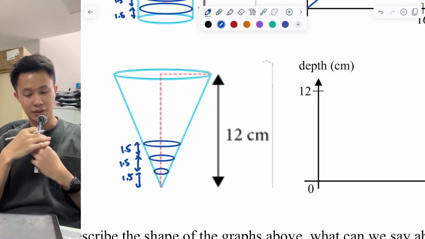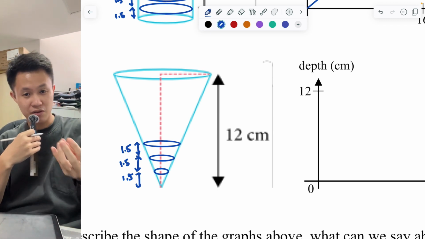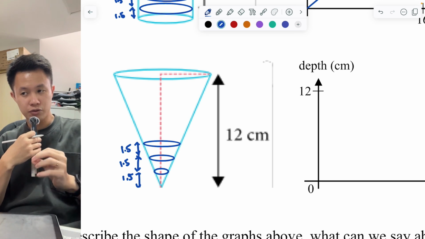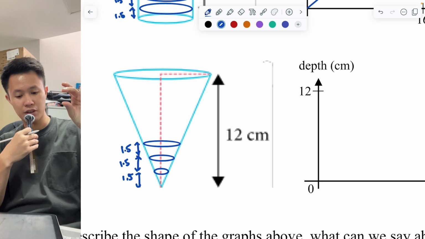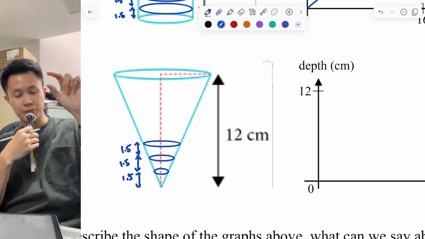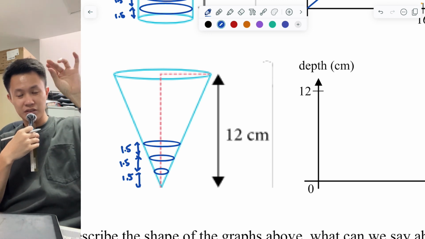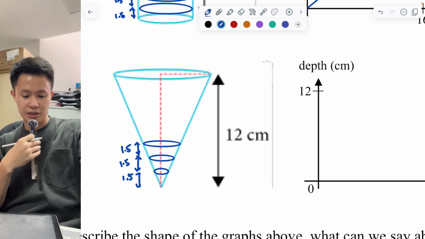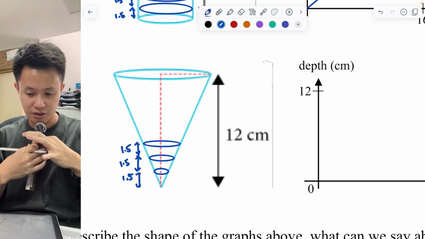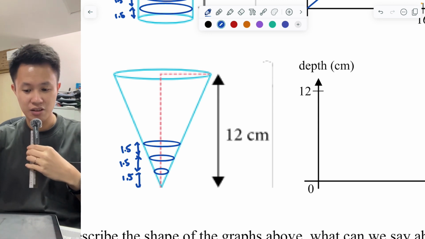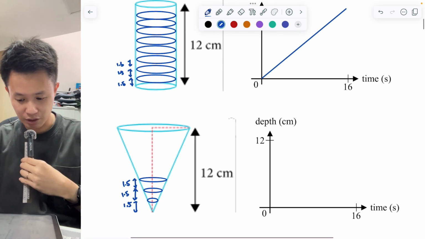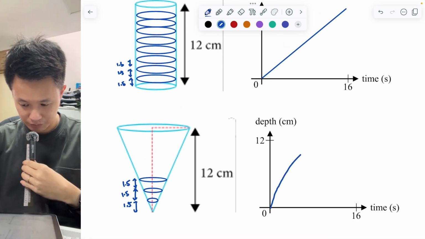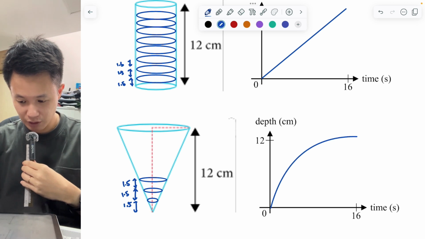Why does it take shorter time at the start? Because the space is very small, so water flows faster inside. It's faster to fill up that depth. Then once it goes up to the second one, it takes a little bit longer. And if it goes to the third 1.5, it takes a little bit longer than the previous part. So the graph of height over time for a cone will be vastly different from the cylinder. It will look something like a curve over here.